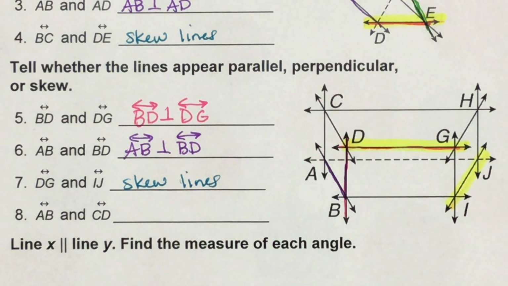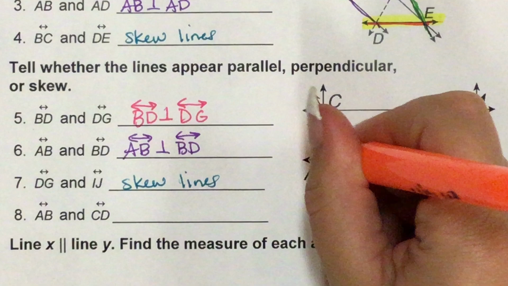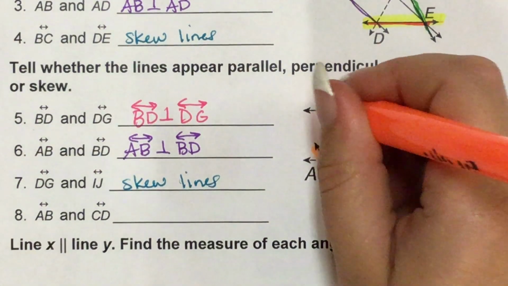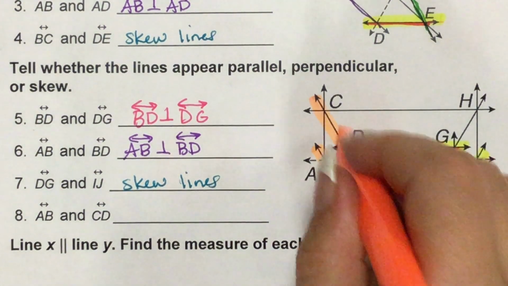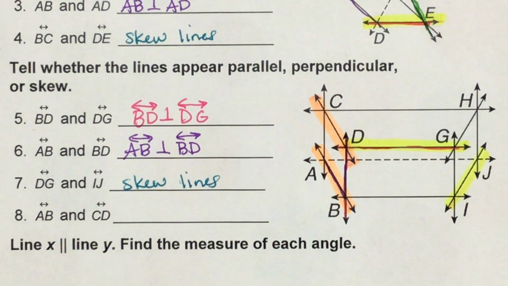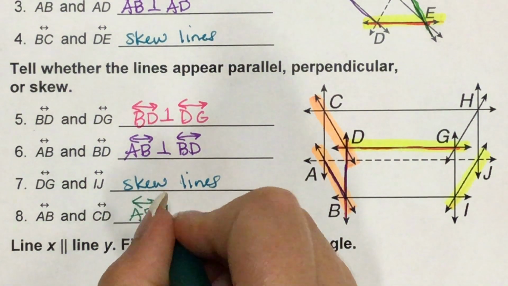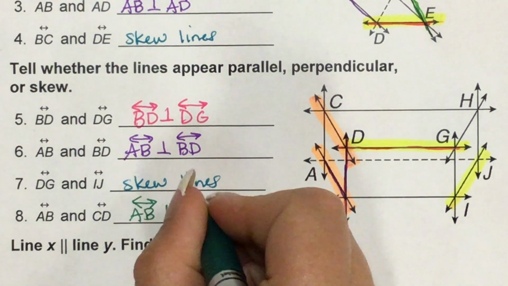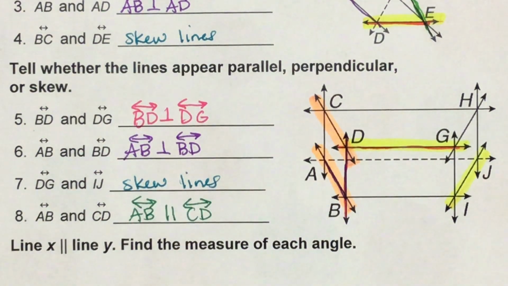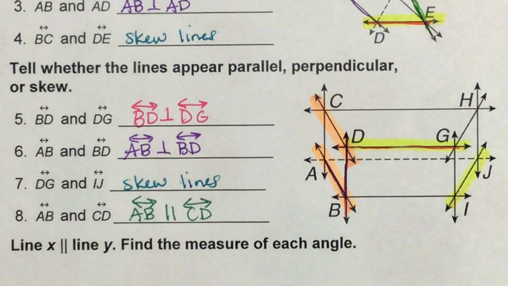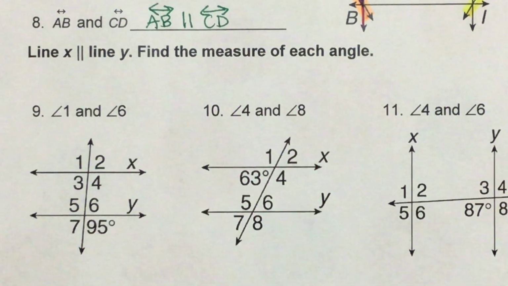Let's move on to the last one, problem 8. We're looking at AB here, and CD. It's pretty obvious that those lines are parallel. So we're going to say that line AB is parallel to line CD. If you got all of those right, wonderful job. All right, let's move on to the next problems.